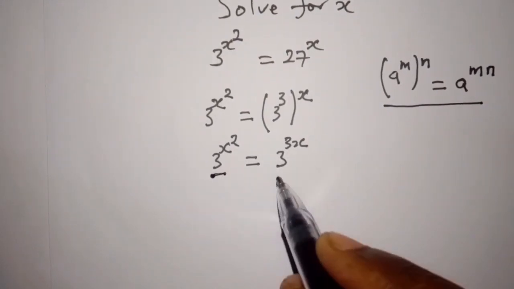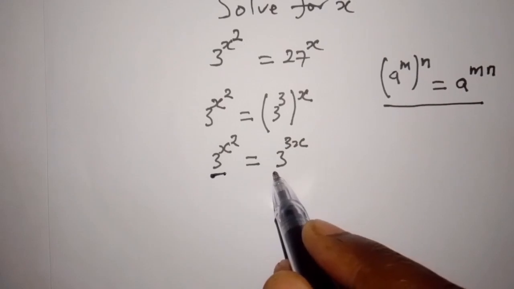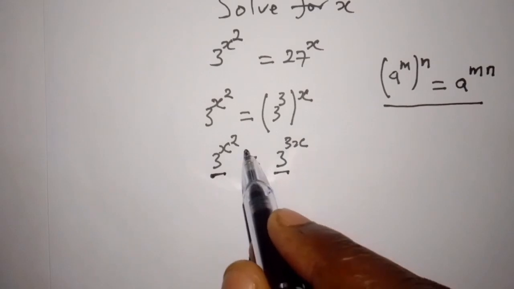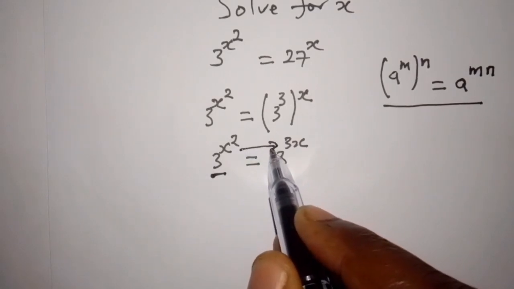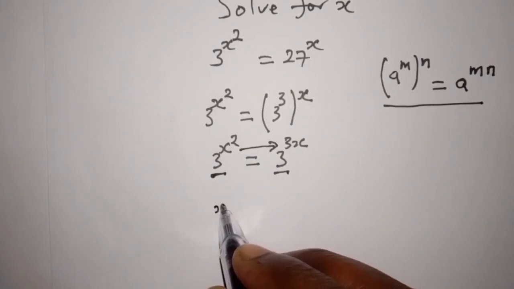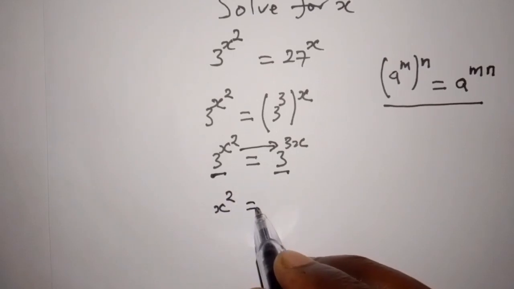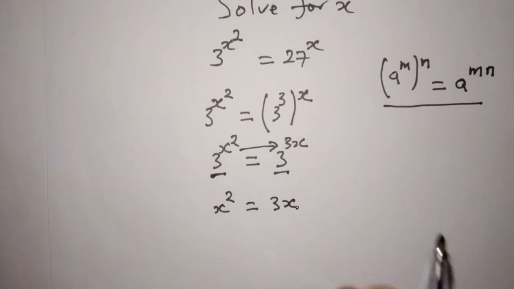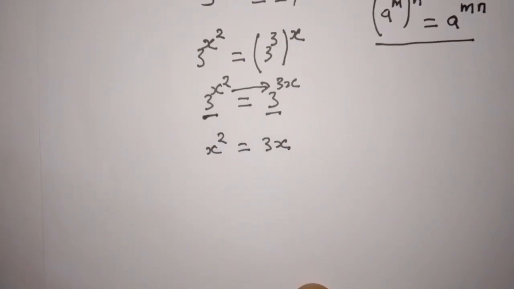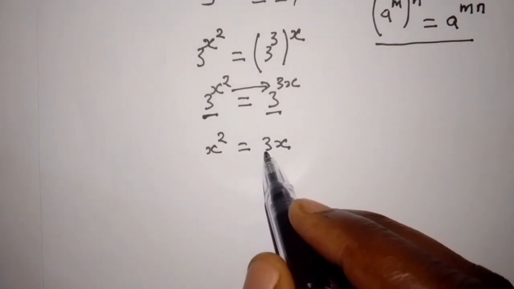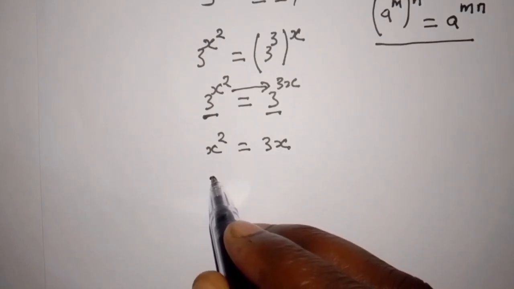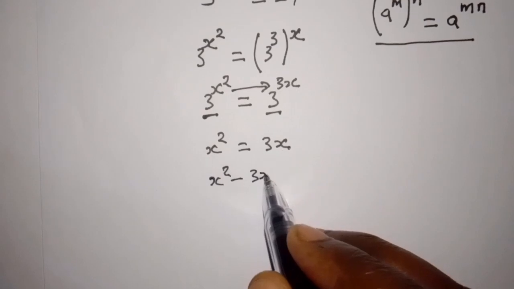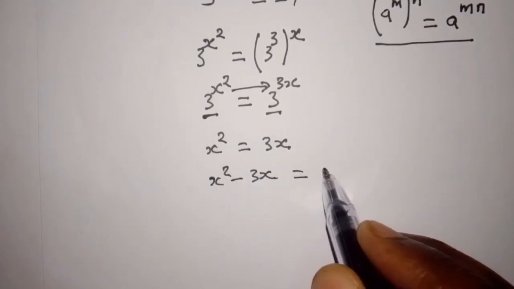Now you can see that we are having a common base 3. Therefore, we can equate the exponents. x² is equal to 3x. We can bring 3x to the other side. x² minus 3x is equal to 0.